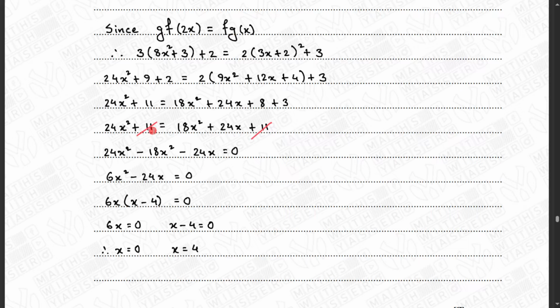Then we can cancel out positive 11 from both sides, and we are left with 24x squared minus 18x squared minus 24x equals 0. So that will give us 6x squared minus 24x. We can take 6x common and we get 6x times x minus 4 within brackets. Therefore, 6x equals 0, which means x equals 0, and x minus 4 equals 0, which is x equals 4.